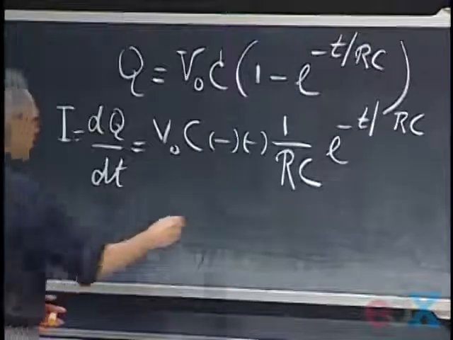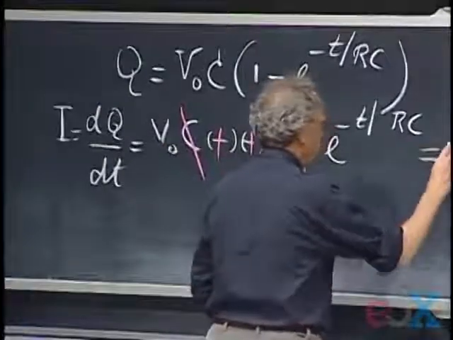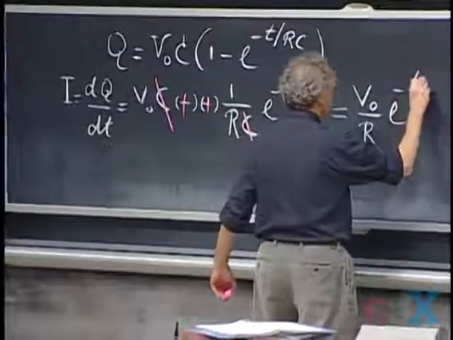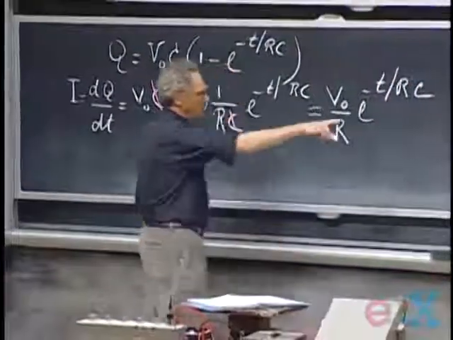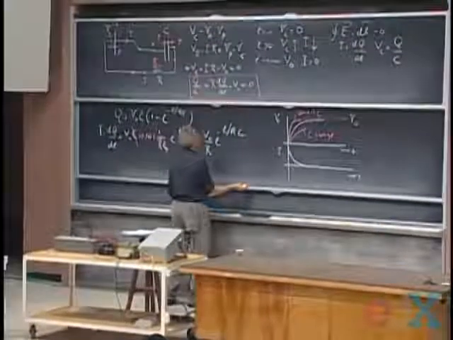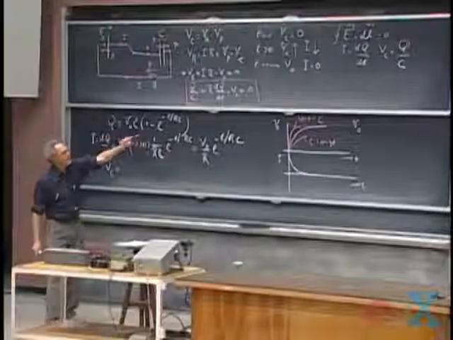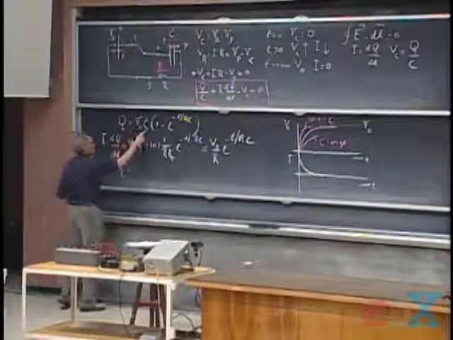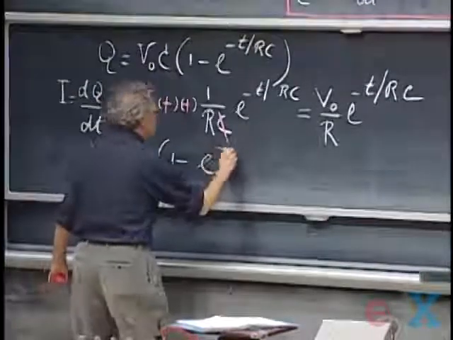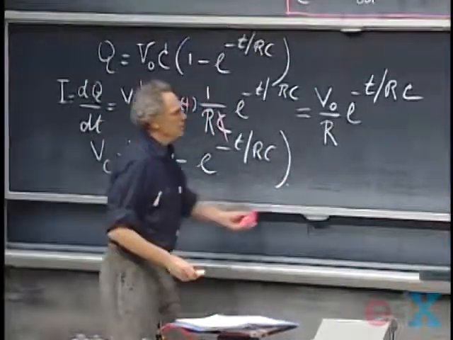So the two minus signs eat each other up. And I lose one C here. And so I get that the current as a function of time is V0 divided by R times e to the minus t divided by RC. So that's the curve at the bottom. And the potential over the capacitor is now very simple, because the potential over the capacitor is Q divided by C. And I already have Q here, so I simply have to divide this C out. So I get V0 times 1 minus e to the minus t over RC. And so that is the upper curve.